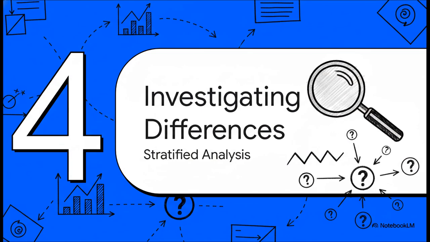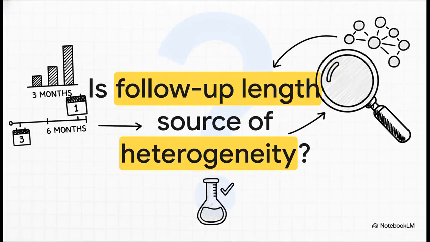Now, here's the really cool part. We don't just have to accept this disagreement and throw our hands up. A meta-analysis actually lets us play detective. We can investigate why these studies might be giving us such different results. So one obvious question here is, could the length of the study be the culprit? Maybe the effect is just different for studies that only followed people for 3 months compared to those that went on for 6 months. We can actually test that.